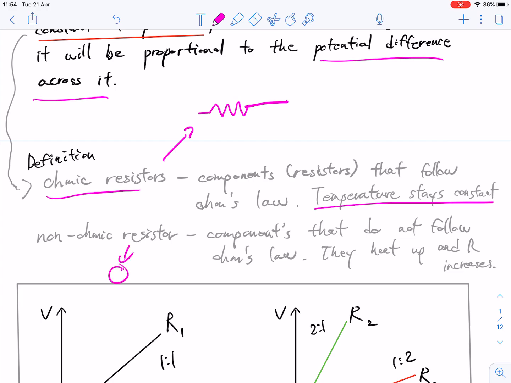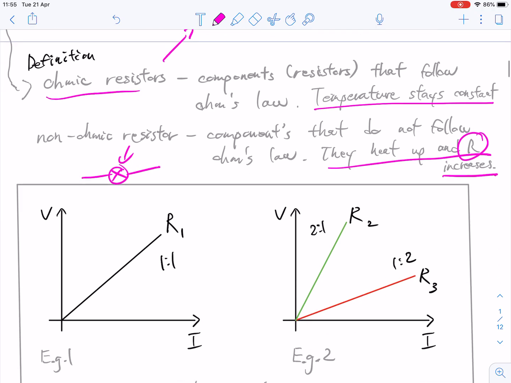Non-ohmic resistors, you guys probably use this every day, is the light bulb. A light bulb is meant to heat up. If you ever touch a light bulb while it's on, you probably feel that it's quite hot and you might burn your hand. That's because they're meant to heat up to produce light. This relates back to chapter 7, where it's emitting radiation. So we want it to heat up and emit radiation, and as a result, when it heats up, the resistance increases. The more it heats up, the more the resistance increases.